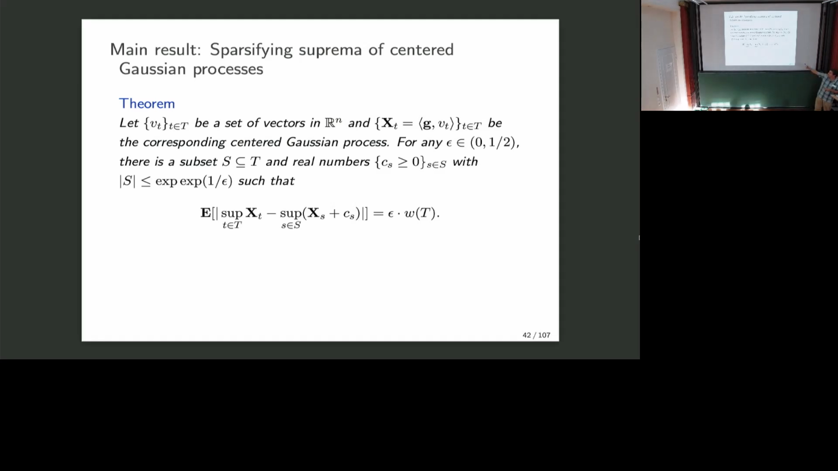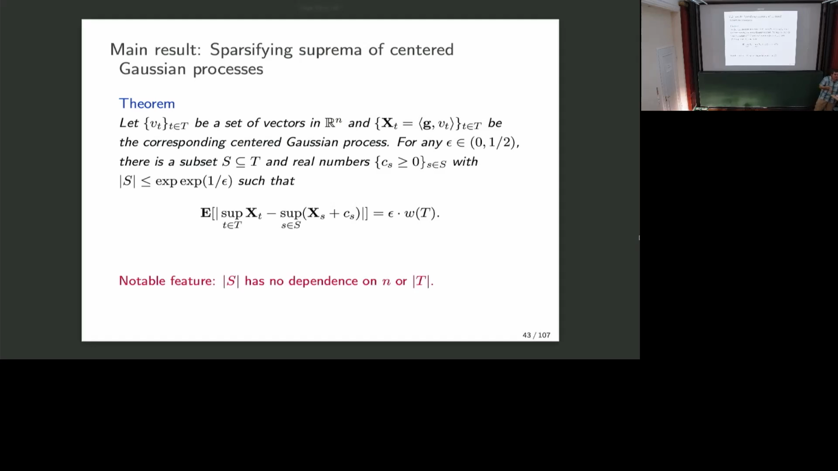So there's a finite set of vectors, and an appropriate collection of offsets, these real numbers c, such that if I take the Gaussian process corresponding just to the vectors in this finite set S, and I shift them appropriately by these constants c, and I look at the supremum of that much smaller Gaussian process, it'll be epsilon accurate vis-a-vis the original Gaussian process. So remember, this W(T) is just the width of the original Gaussian process, the expectation of the supremum. So I'm approximating this random variable, the supremum of the Gaussian process, at the right scale, at the scale of its expectation, to this epsilon accuracy.